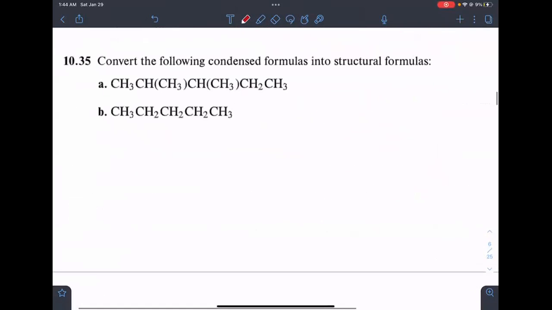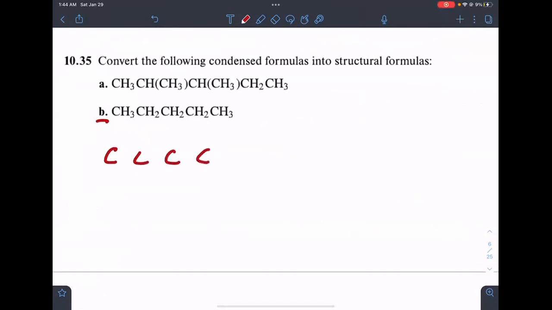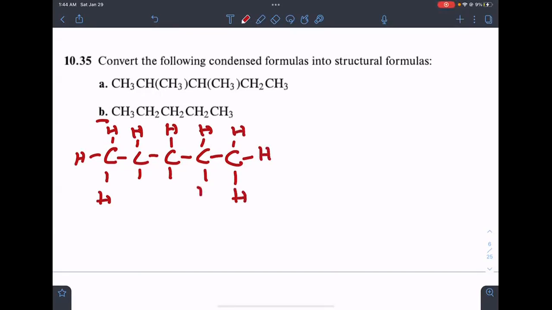Let's see here. We're going to convert the condensed formula into our structural formula, right? The bottom one, B, is super easy, right? It's a straight chain. So all you would do is go 1, 2, 3, 4, 5, and then put all your bonds in, and anywhere you're not connecting a carbon, you put in a hydrogen, right? So it's all these hydrogens. Really easy. Okay, but then A is a little more complicated.